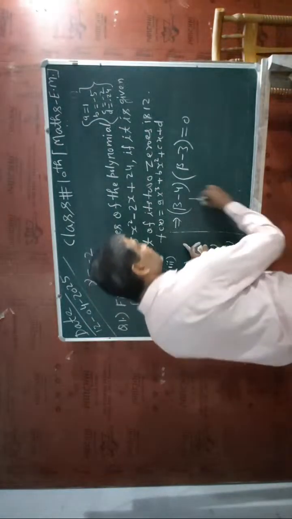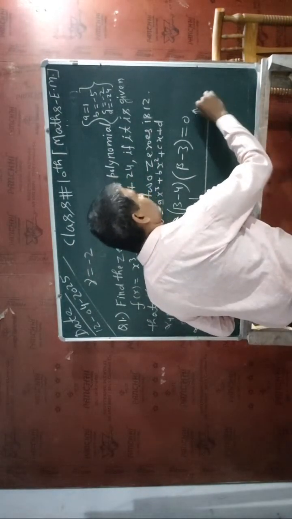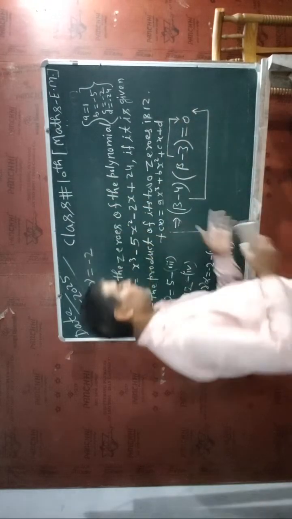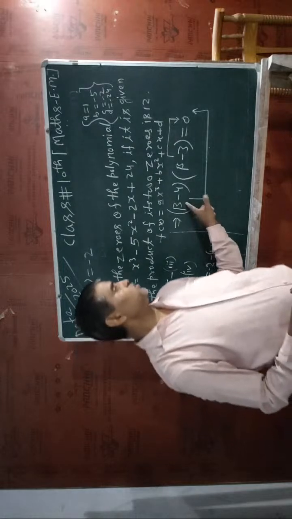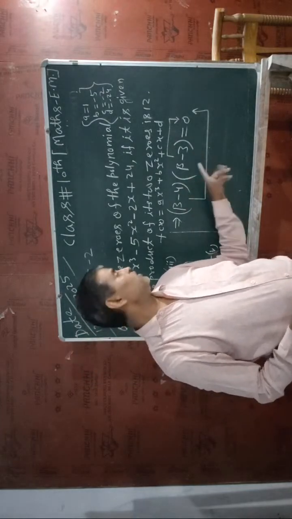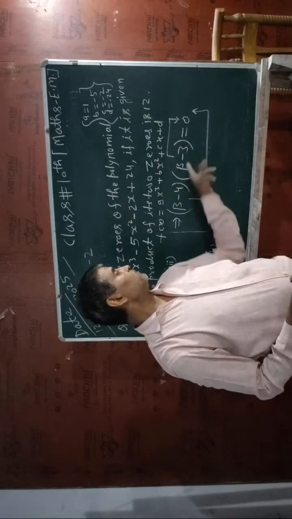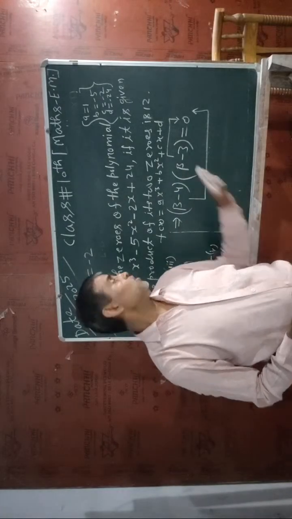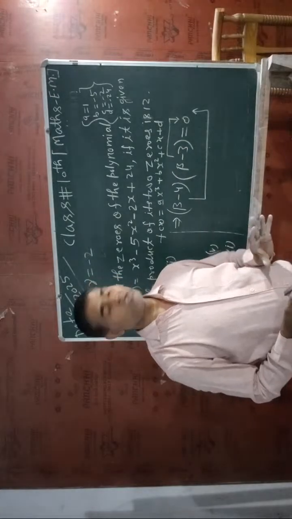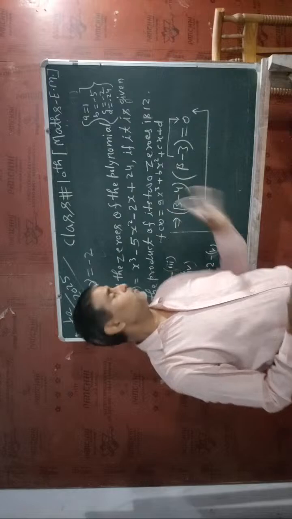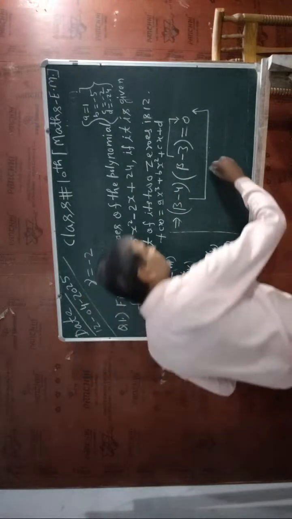So either this term can be 0, or this term can be 0. If this term is 0, the whole term will be 0. Yes, if this term is 0, the whole term will be 0. Or both terms can be 0. It means that this is the identity, left hand side and right hand side will be equal. So one by one I will explain.